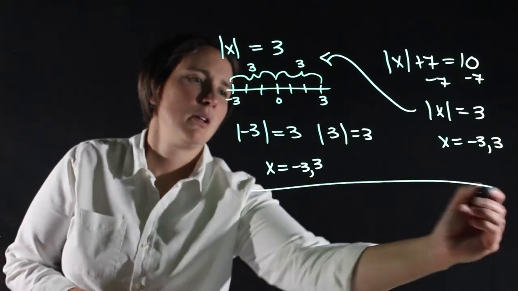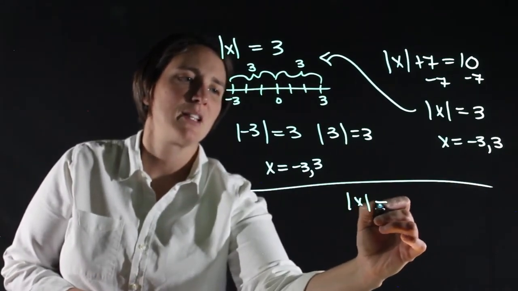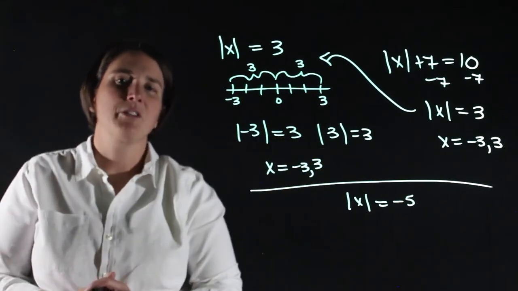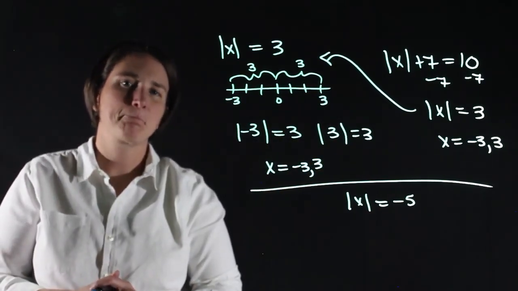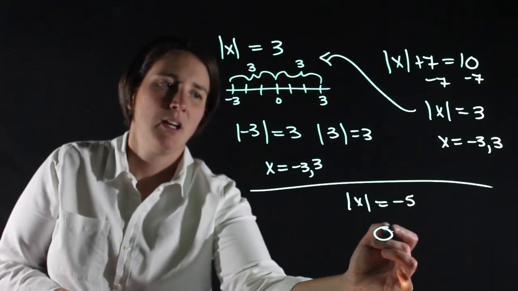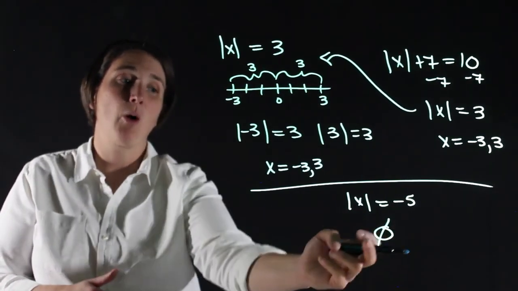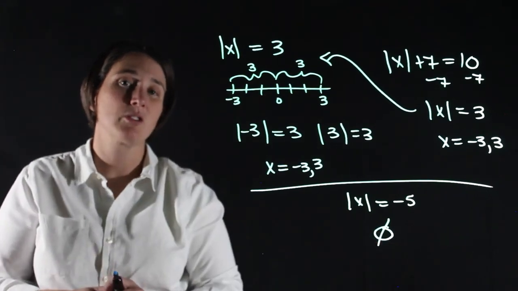What, though, if we have the absolute value of x equals a negative 5? Is there anywhere on that number line that will give us a negative 5? There's not. The absolute value will never be equal to a negative number. That will always be no real solutions or the empty set.